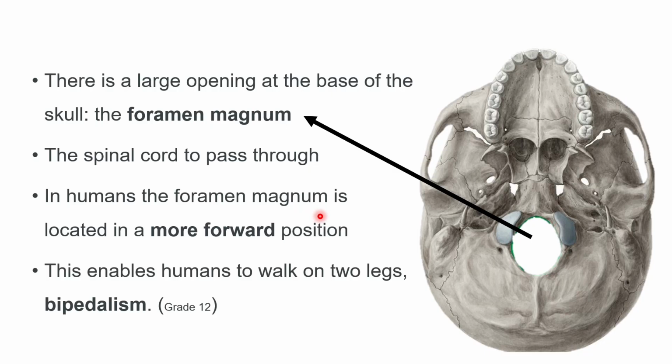Now once again, if we compare humans and animals like, for instance, the chimpanzee, or in this case this afternoon the baboon, we will see that the human foramen is more forward in position. And now the question is why? Why is it more forward? The answer lies in the fact that humans walk on two legs. What we call that is bipedalism. So for you to walk on two legs, your foramen must be in a more forward position.